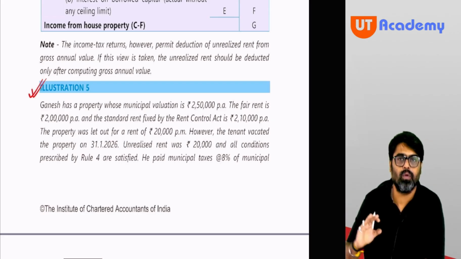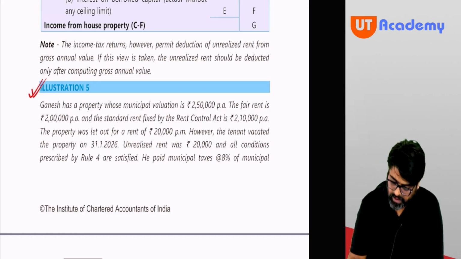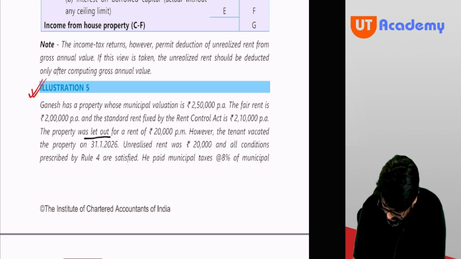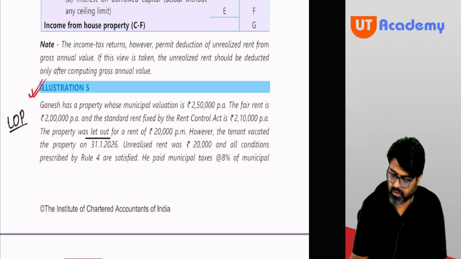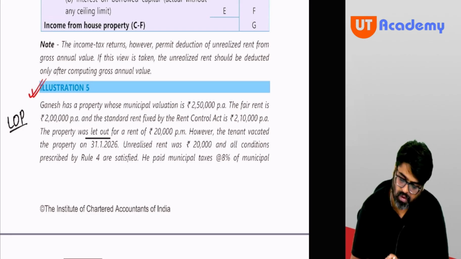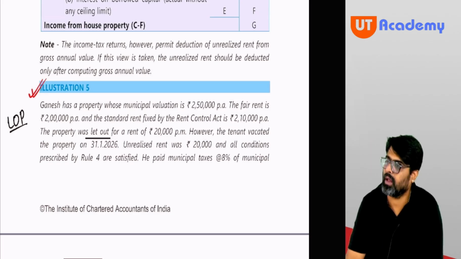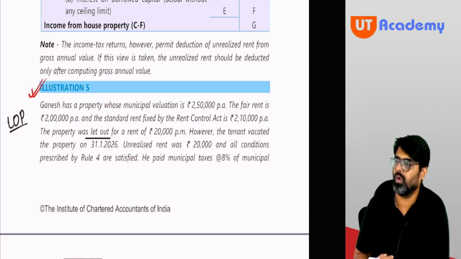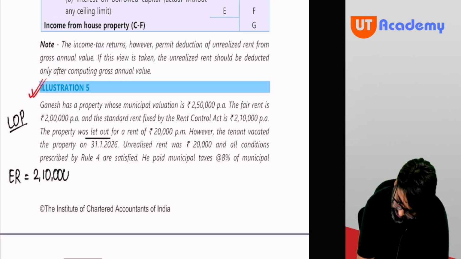Will you be able to calculate expected rent? Yes, but no need to calculate that. Why? Because the property is let out. What is the status of property? Let out property. So 2,50,000 or 2 lakhs, whichever is higher. So higher amount is 2,50,000. Now 2,50,000 will be compared with 2,10,000, whichever is lower. So what will be the expected rent? Expected rent, everyone got 2,10,000.